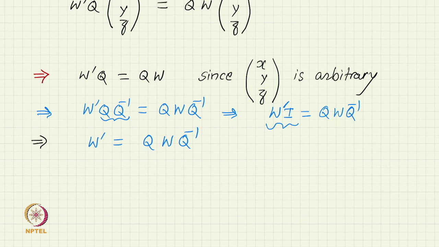So, you can see that an interesting, important result comes out: how do you relate a given matrix representation of a symmetry operation in a given basis to another basis, if you know the basis transformation. An important thing is that the vectors were transforming, x was transforming as Q x, but W is not transforming as Q W, it is transforming as Q W Q inverse.